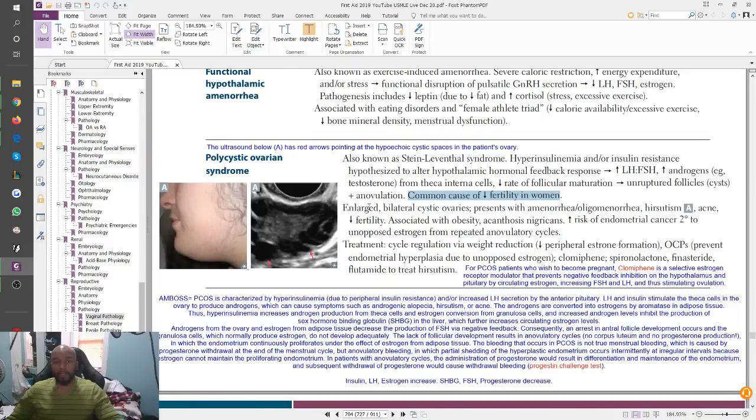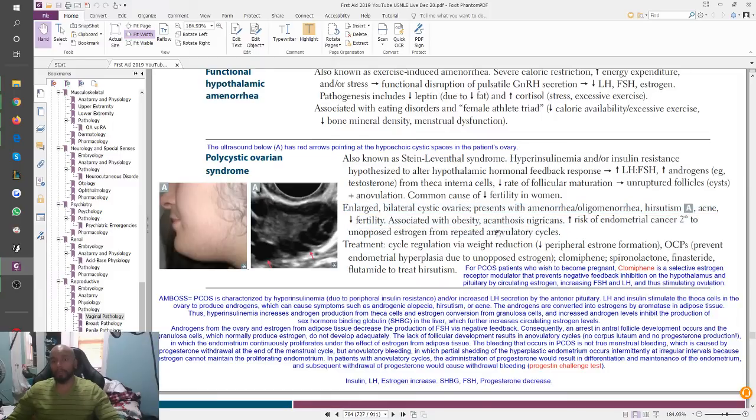You're going to have enlarged bilateral cystic ovaries presenting with amenorrhea, oligomenorrhea, hirsutism, which is just facial hair growth like a man, acne, and decreased fertility. Associated with obesity, acanthosis nigricans, increased risk of endometrial cancer secondary to unopposed estrogen from repeated anovulatory cycles. Right? All of these things are going to be in your question stem or part of your answer. So you have to be ready with that.